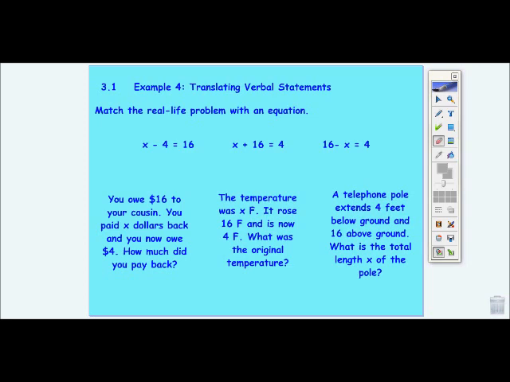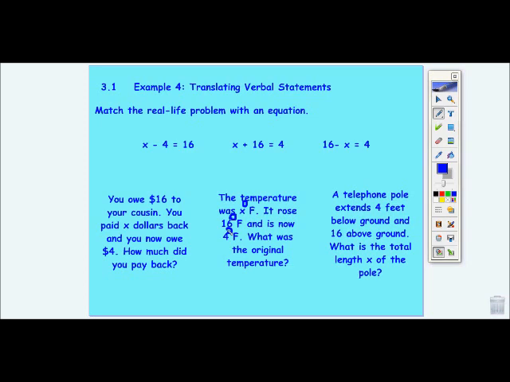Or the temperature was X degrees. Put my degree in there again. Whoops, somehow I got on my eraser. Degrees. It rose 16 degrees and is now 4 degrees. What is the original temperature? And then we also have a telephone pole extends 4 feet below ground and 16 feet above ground, which is the total length of the pole.